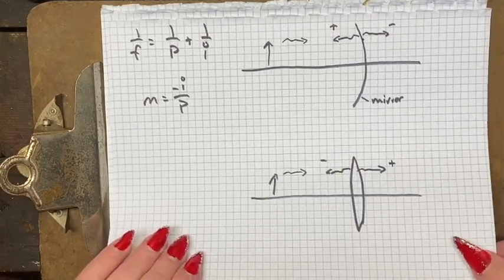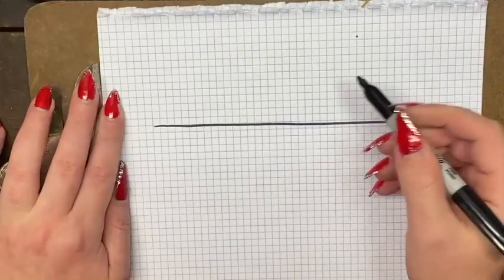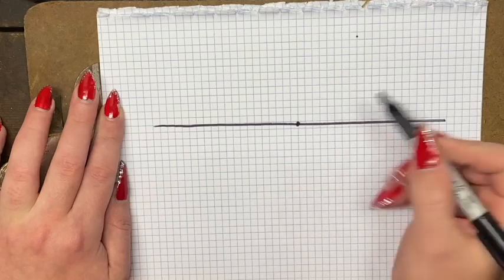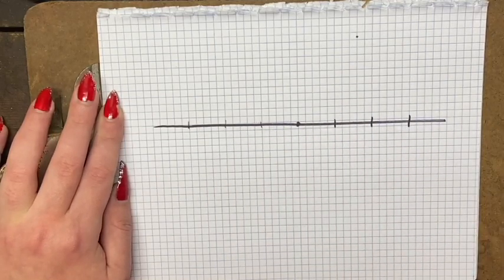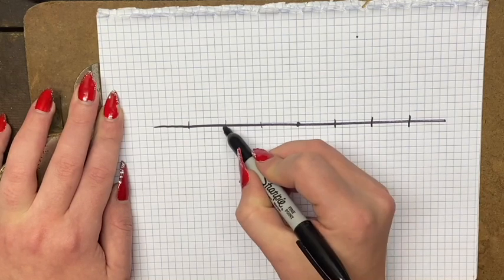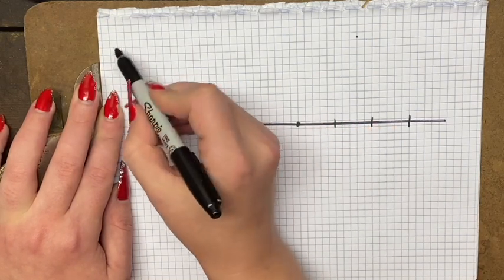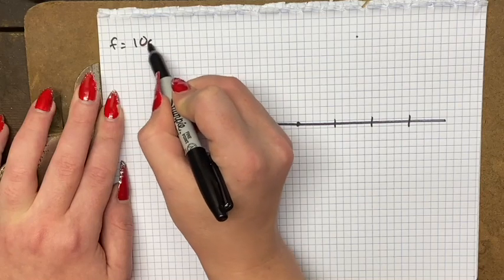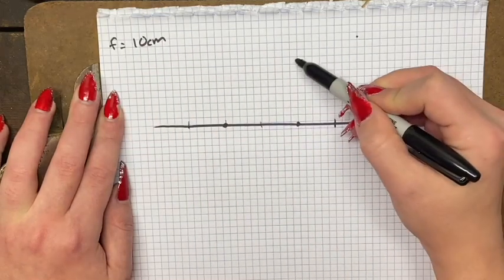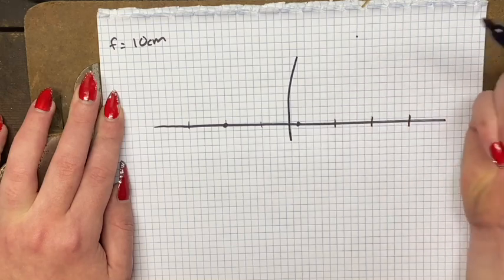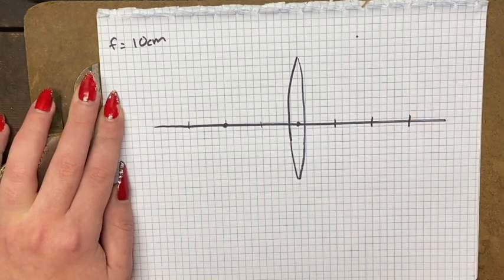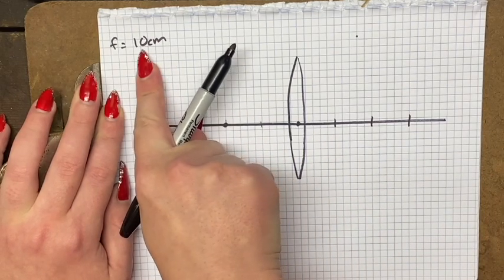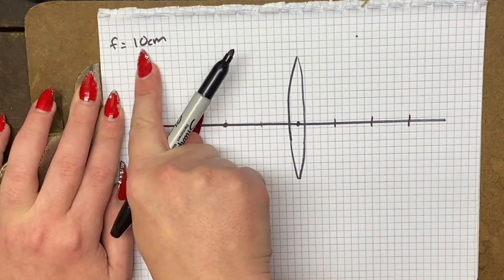So why don't we just dive in and do some ray diagrams. How about we set our 0 point to be here, and we'll do 1, 2, 3. Okay, and how about we set our focal point to be 10 centimeters. That is the middle, right? Yeah, that's the middle. So a question we need to figure out, how do we deal with the focal point? Is this positive or is it negative?